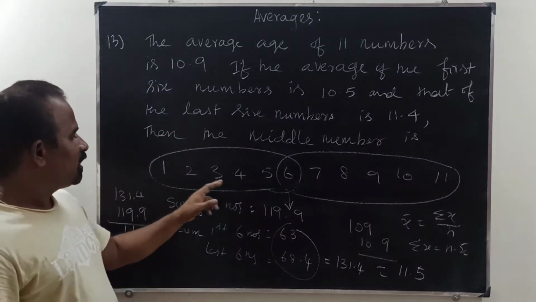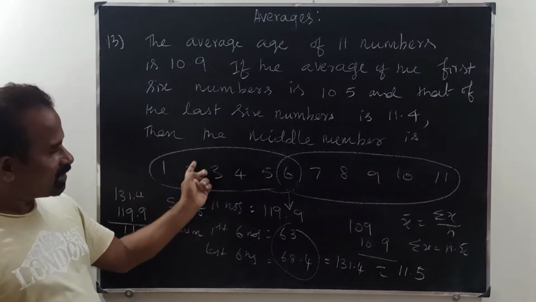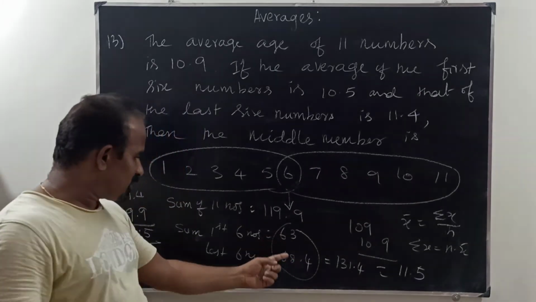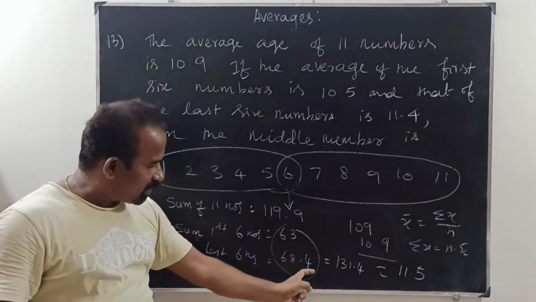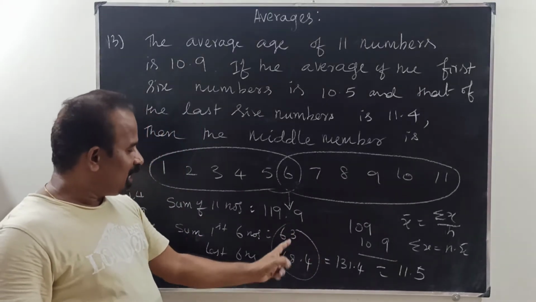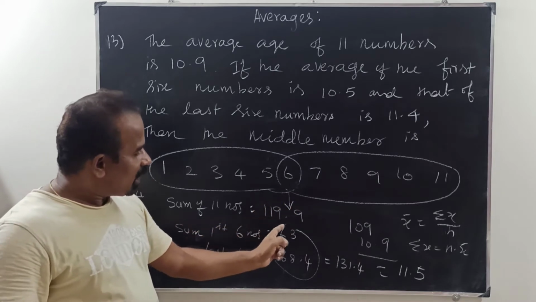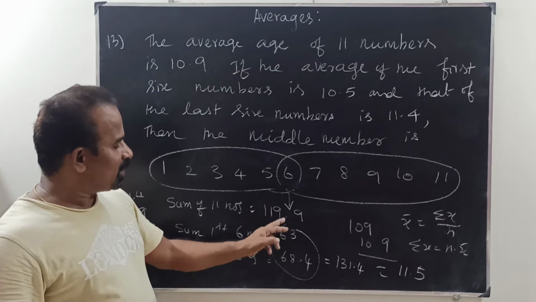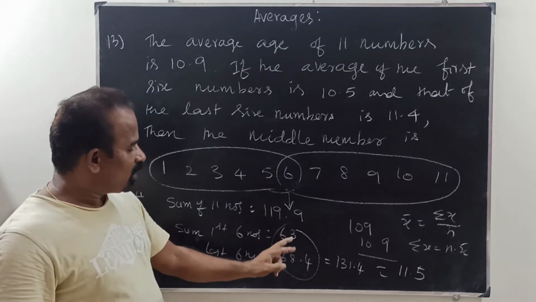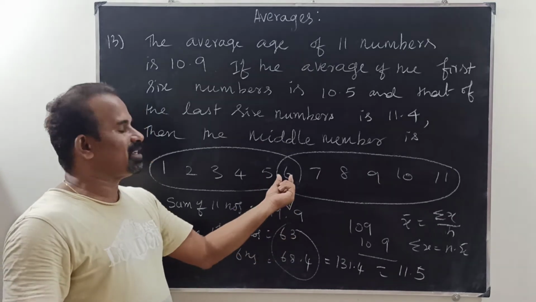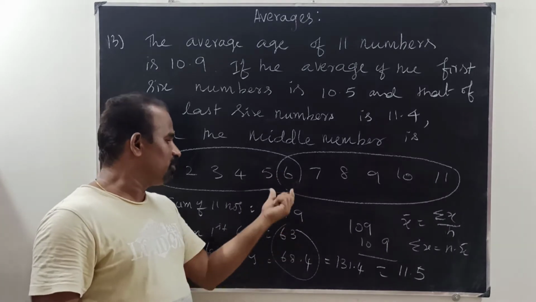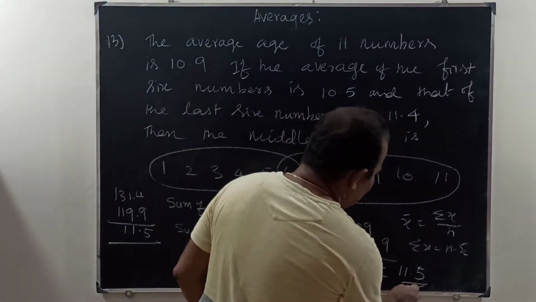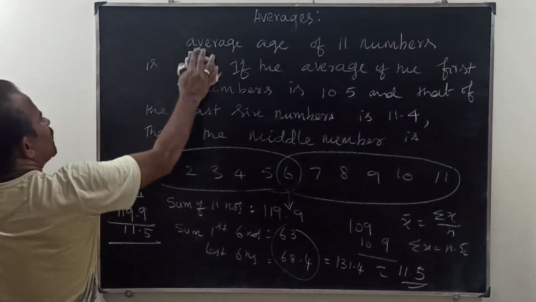Here is the total of 6 numbers, and here is again the total of 6 numbers, so this becomes a total of 12 numbers. Here is the total of 11 numbers and here the total of 12 numbers. So this minus this gives one number, the 6th number, that is nothing but 11.5. So this is question number 13.